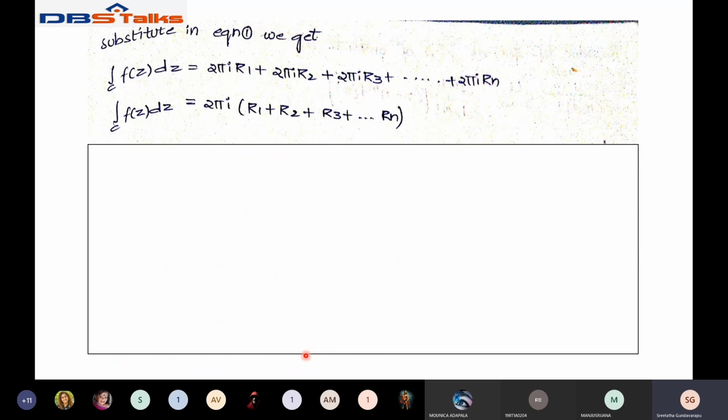Substitute these values in equation 1. We get integral over C f of z dz equal to 2 pi i R1 plus 2 pi i R2 plus 2 pi i R3 and so on plus 2 pi i Rn. That equals 2 pi i multiplied by R1 plus R2 plus R3 plus and so on Rn. So this is Cauchy's residue theorem.